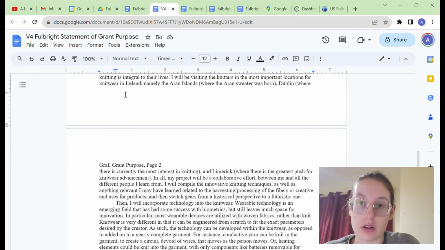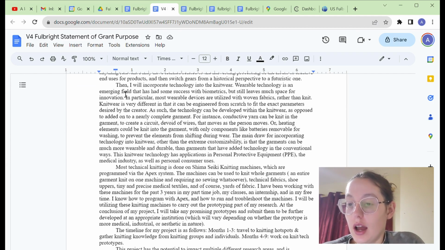You're not just throwing the project over your shoulder. And then it just continues. Whew, two pages, man. So my project was divided into historical knitwear and then incorporating wearable technology, so I had to explain both parts of that project. I was talking about incorporating the technology into knitwear to make wearables.